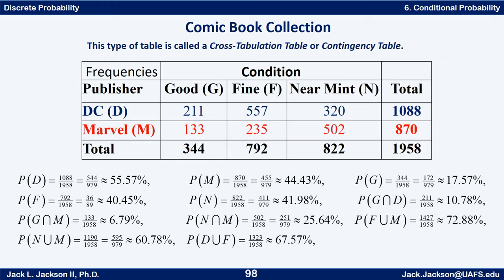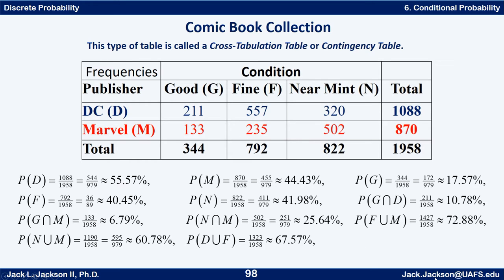So for example, the probability that it's a DC would be the 1,088 over 1958, which reduces to 544 over 977, or about 55.57%. The probability that it's in fine condition would be the 792 over the 1958. That reduces to 36 over 89, or about 40.45%. Now, whether you call this G and M or G intersect M, it needs to be both good and Marvel. The ones that are both good and Marvel, there are 133 of those. We're still choosing from the total group, so that's 133 over 1958, or about 6.79%, and so forth. I'll let you look over the rest of these yourself.